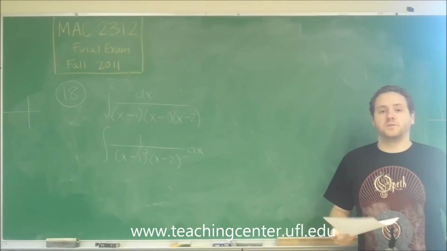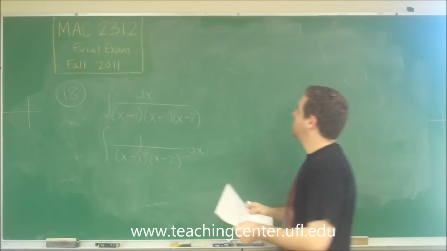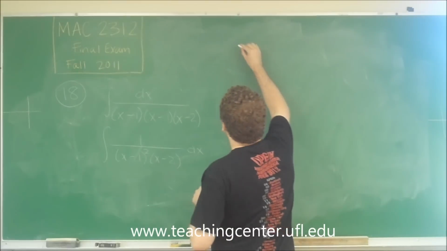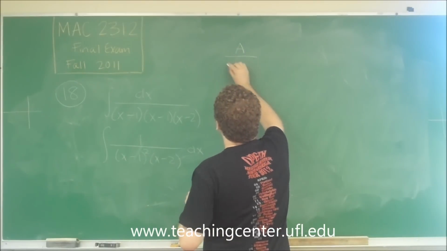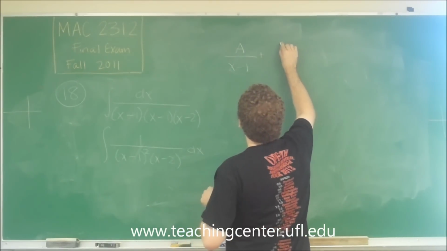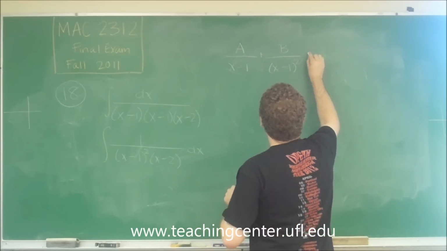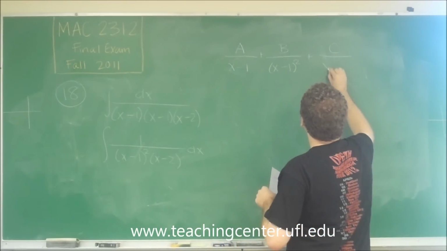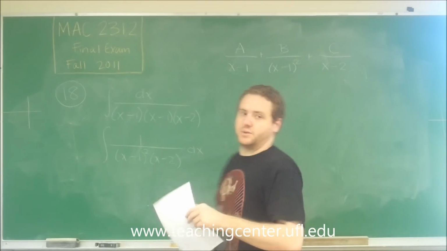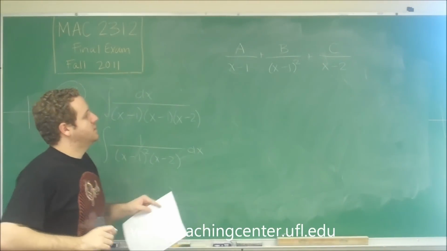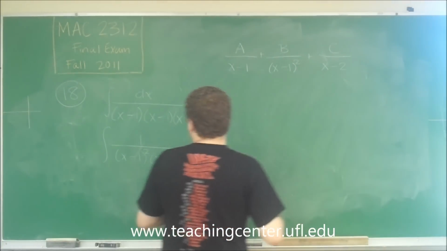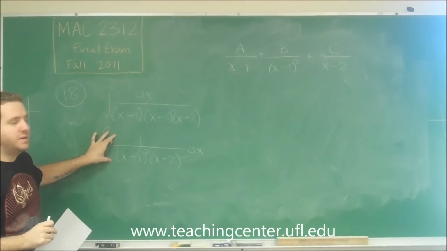So we definitely need to use partial fraction decomposition here. So what are our three fractions? We have A over x minus 1. We have B over x minus 1 squared. And we have C over x minus 2. So this all has to equal this term here.